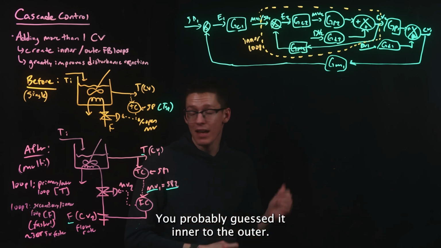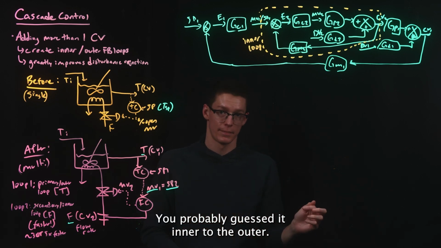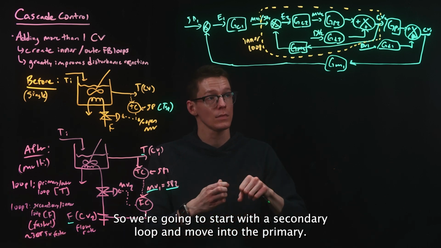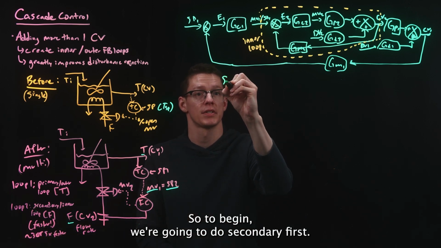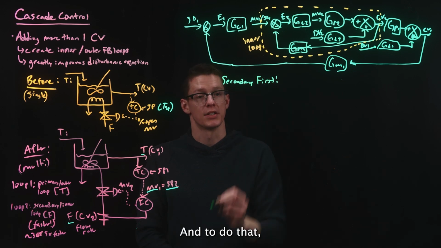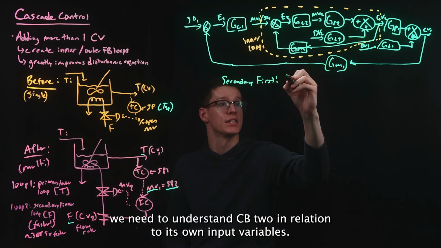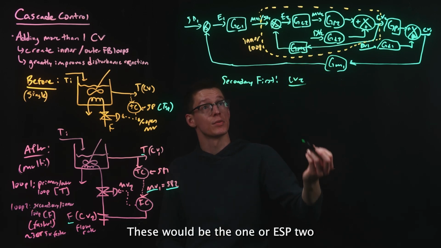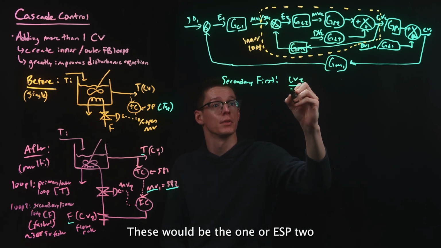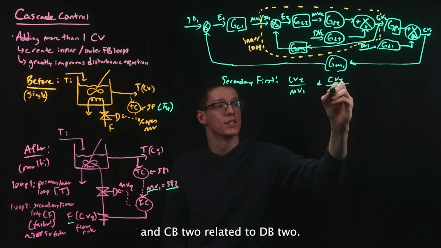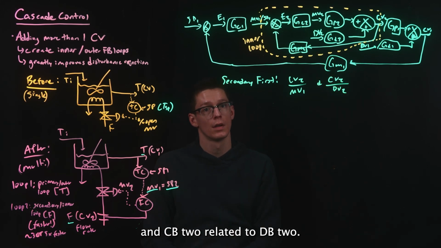So how would we solve this? You probably guessed it, inner to the outer. So we're going to start with a secondary loop and move into the primary. So to begin, we're going to do secondary first. And to do that, we need to understand CV2 in relation to its own input variables. These would be MV1 or SP2, and CV2 related to DV2.